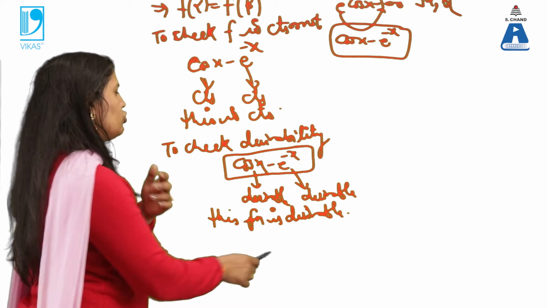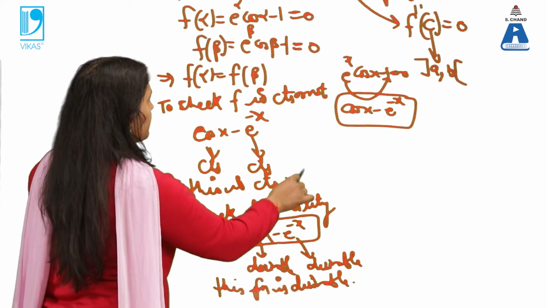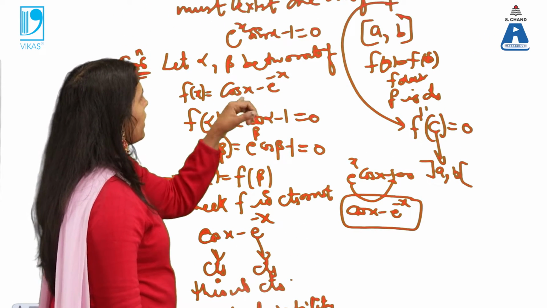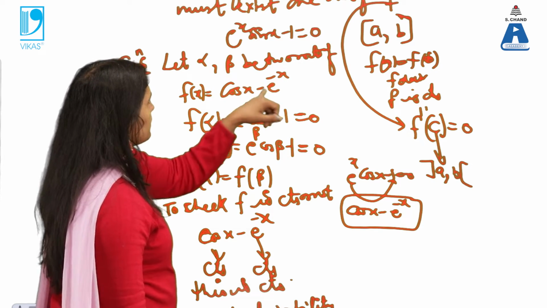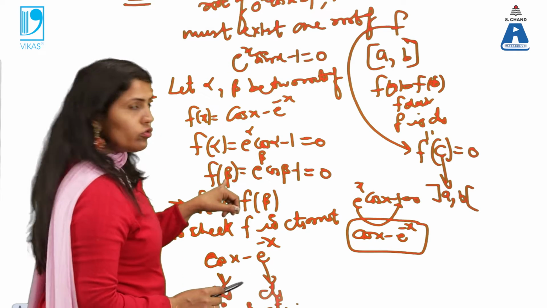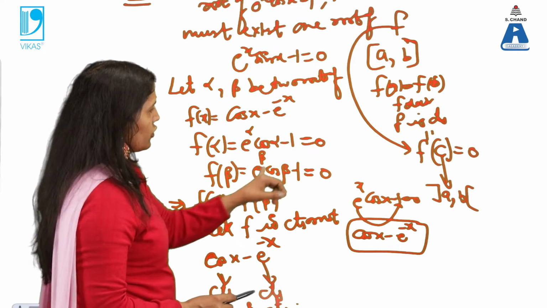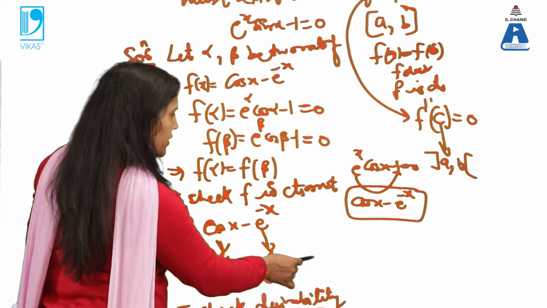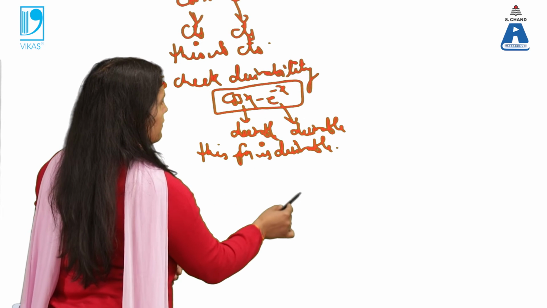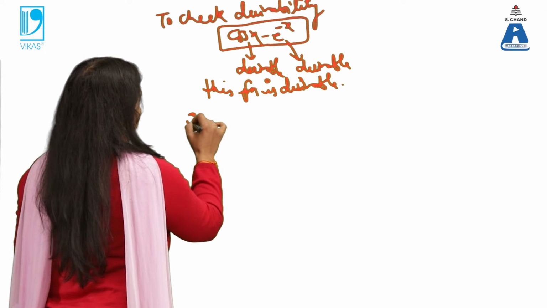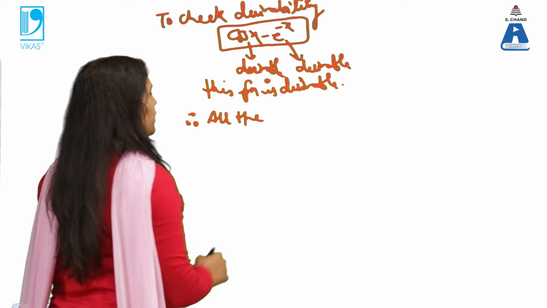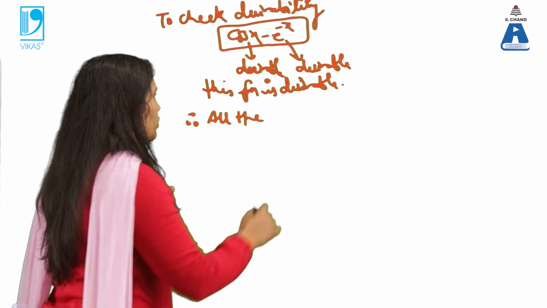Cos x minus e to the power minus x is the function I took. We are given that this particular function has two roots. I assumed the two roots alpha and beta, f alpha is 0, f beta is 0, then f is continuous and f is derivable. Here all the three conditions are satisfied. Therefore, we have to check all the conditions. If any one condition fails, we cannot apply Rolle's theorem.